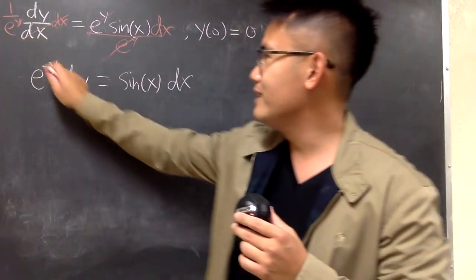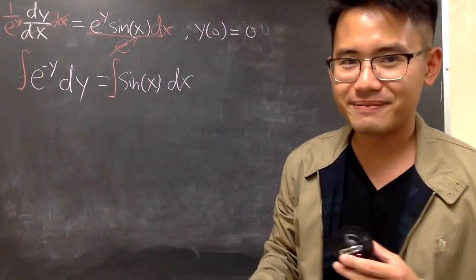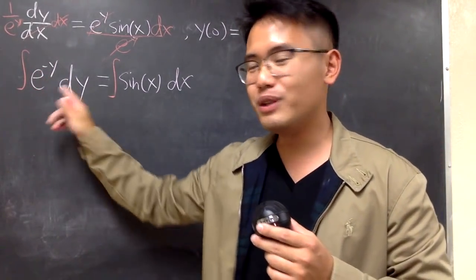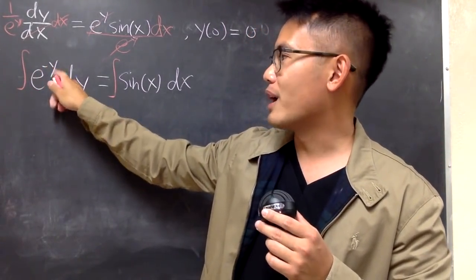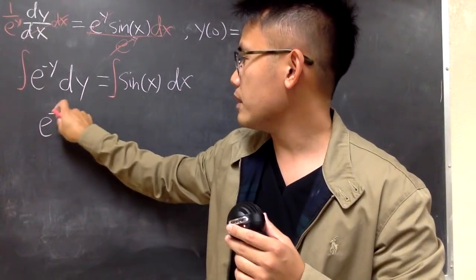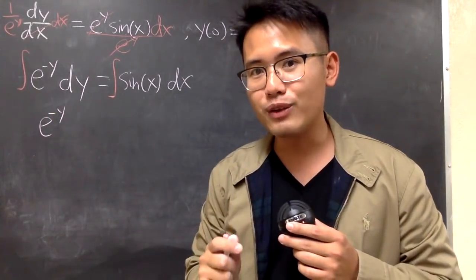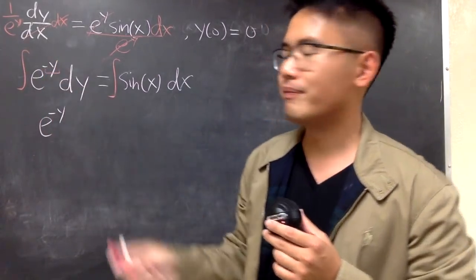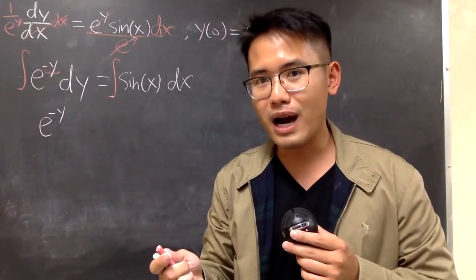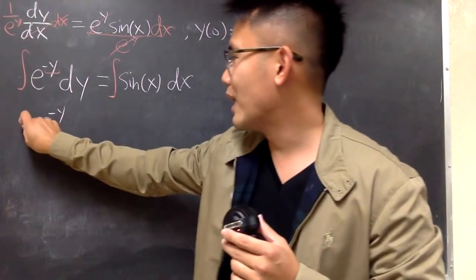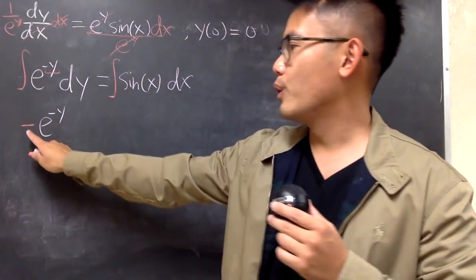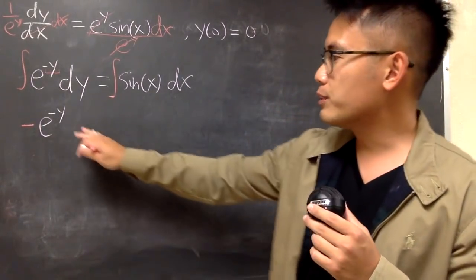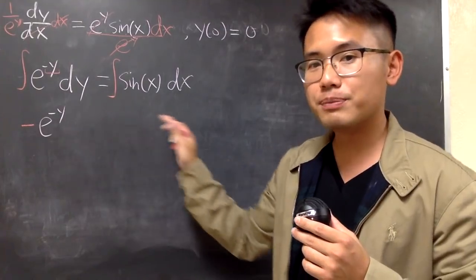And now we can totally integrate both sides. On the left-hand side, the integral of e to some constant times y is just that, e to negative y. But we have to remember to divide it by the derivative of this. The derivative of negative y is negative 1. So we will have to divide it by negative 1, which is the same as saying multiply by negative right here. And you don't have to put down the plus c on the left-hand side, just put down the plus c on the right-hand side.